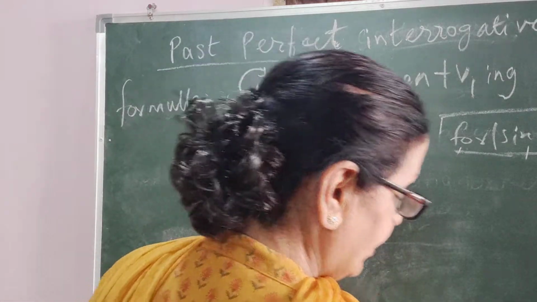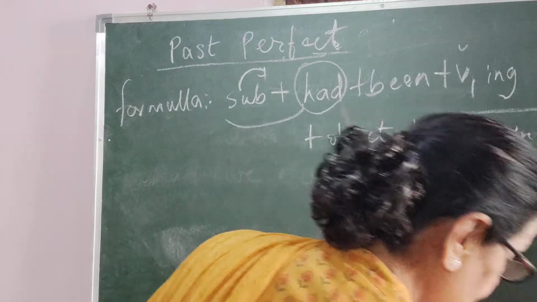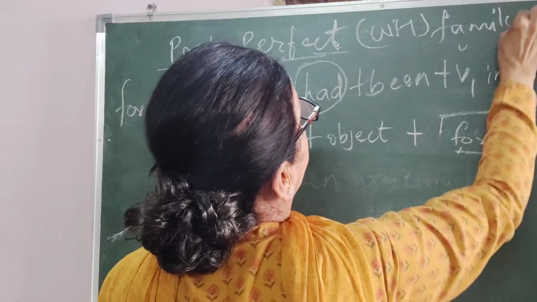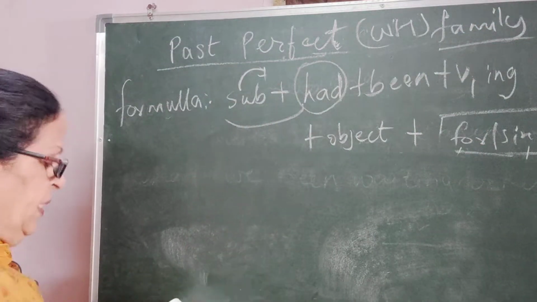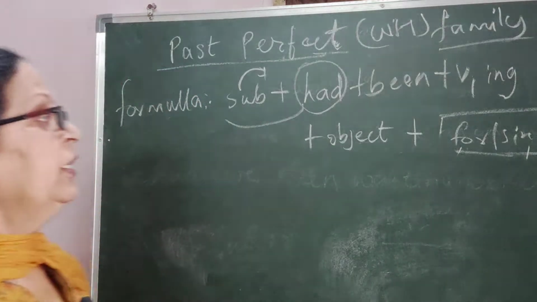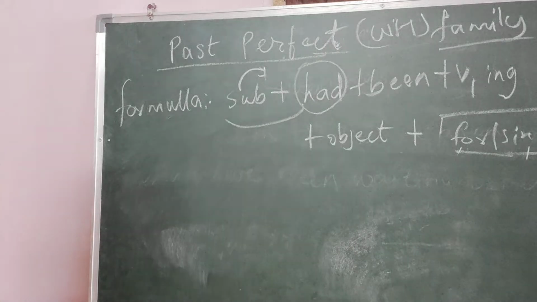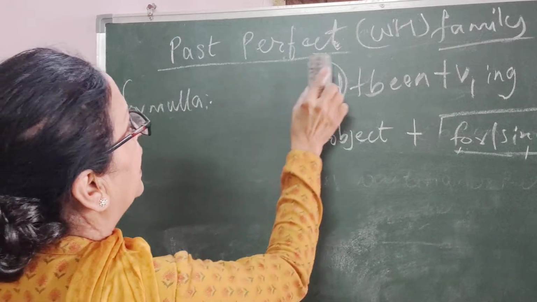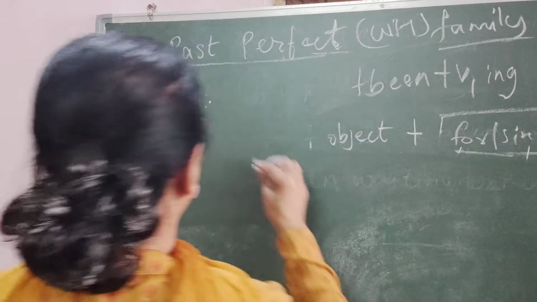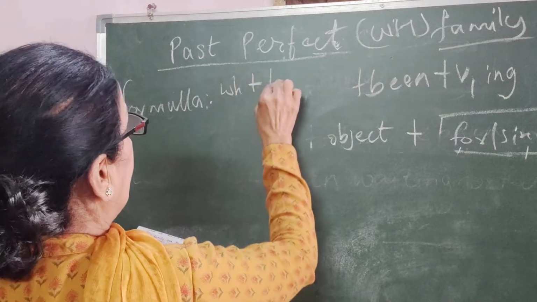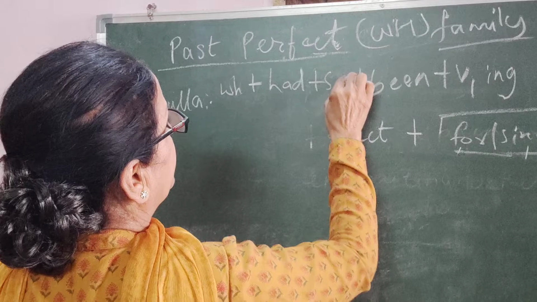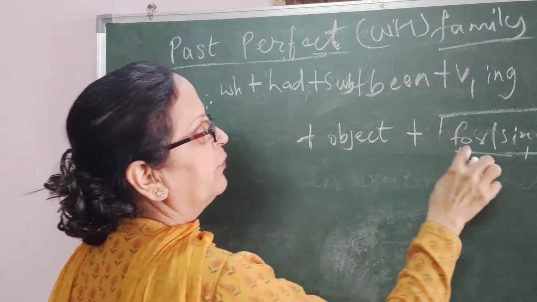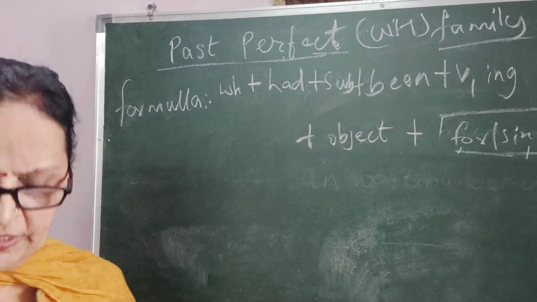Now we move on with the WH family. The rule is the same. The WH family will come first and then your formula remains the same. So it will be WH. Let me write it down or you will get confused. I am going to rub a little bit and then continue. It will be WH plus had plus subject. और यहाँ पर been बाद में आएगा. Then your verb, your object, for since and your time, whether it is fixed or not.